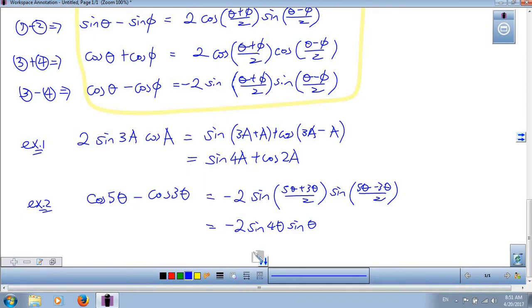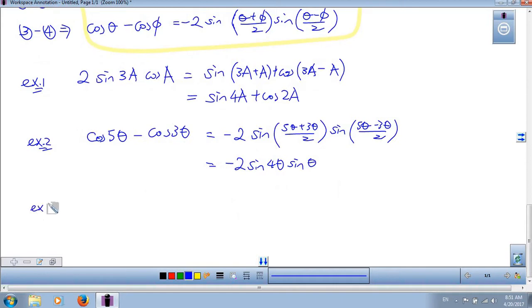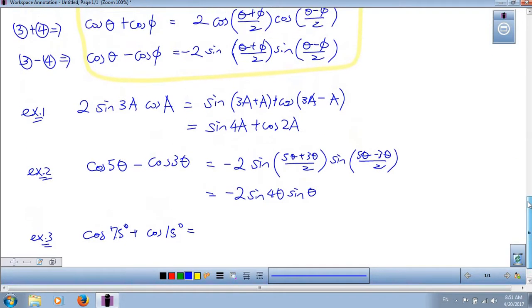Alright. So now let's go ahead and try another one with numbers and see what happens. Let's try cosine of 75 degrees plus cosine of 15 degrees. Okay, I'm sorry, my 5 looks very rough there. Okay, cosine 75 plus cosine 15. So we're using this formula right there. So it's equal to 2 times cosine of half of their sum, which is 75 plus 15 divided by 2, and cosine of half of their difference.